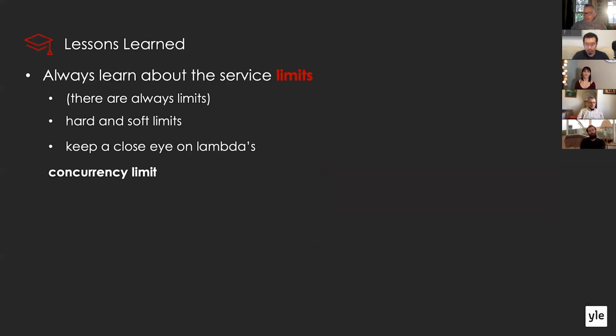So to wrap it up, some of the lessons we have learned. Always learn about service limits, because there are always limits, it's a fact. There can be hard limits, there can be soft limits that you can increase, but the limits are always there and you better know about them before you start using the service. And one of the limits you need to keep a very close eye on, as I told you already, is the Lambda concurrency limit, because of its huge blast radius and the consequences it might have.